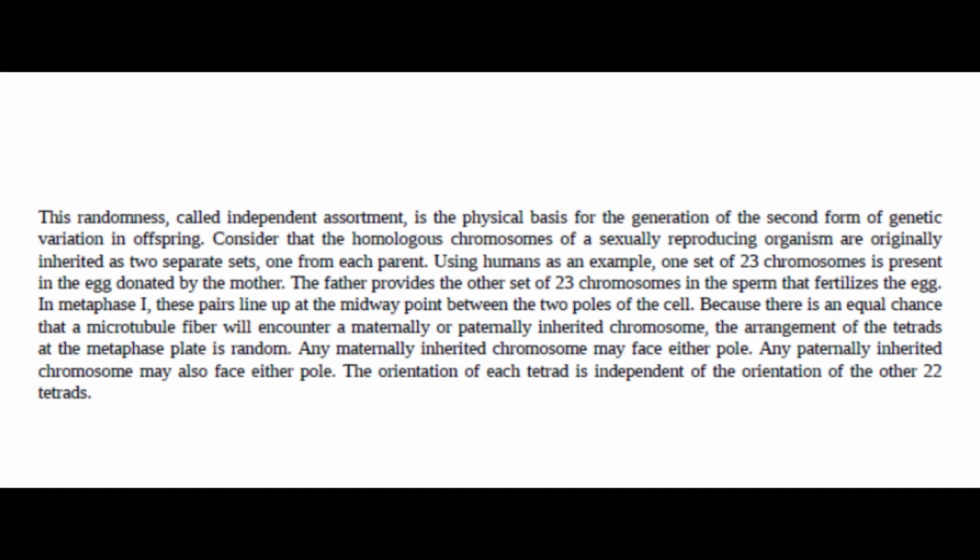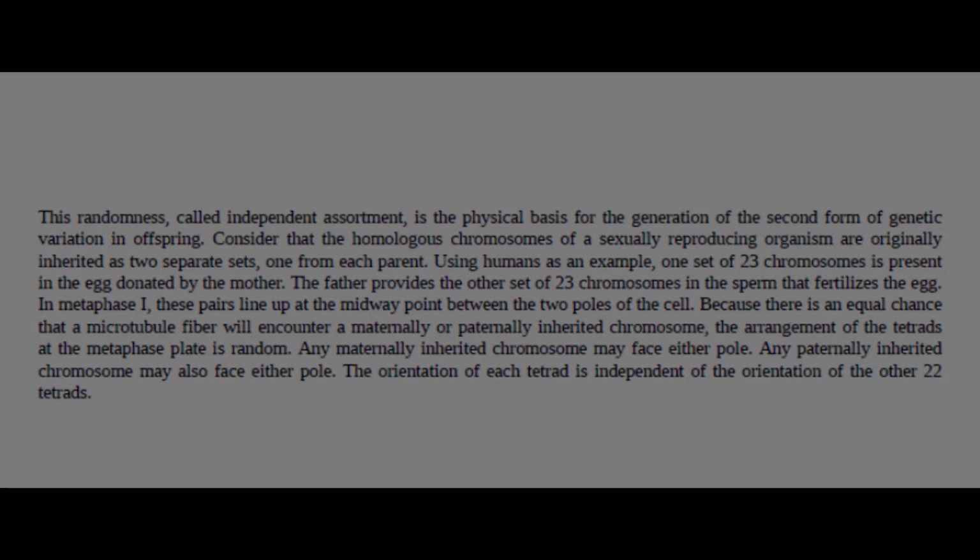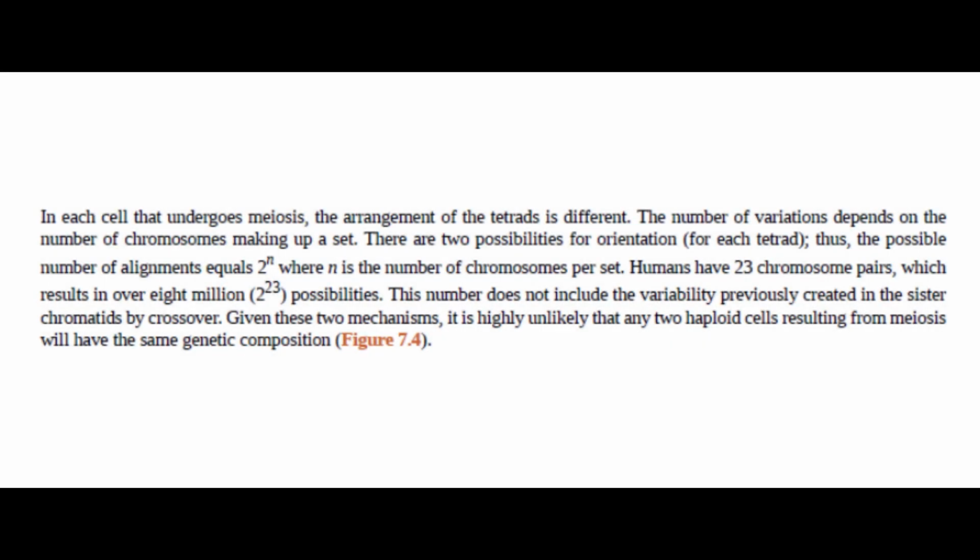In metaphase I, these pairs line up at the midway point between the poles of the cell. Because there is an equal chance that a microtubule fiber will encounter a maternally or paternally inherited chromosome, the arrangement of the tetrads at the metaphase plate is random. Any maternally inherited chromosome may face either pole. Any paternally inherited chromosome may also face either pole. The orientation of each tetrad is independent of the orientation of the other 22 tetrads. In each cell that undergoes meiosis, the arrangement of the tetrads is different.